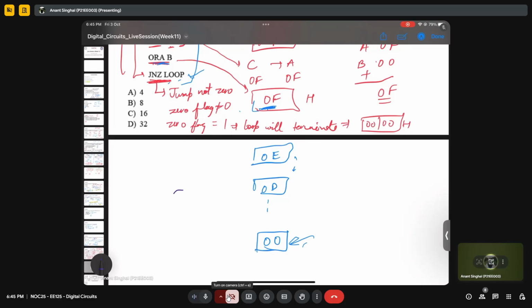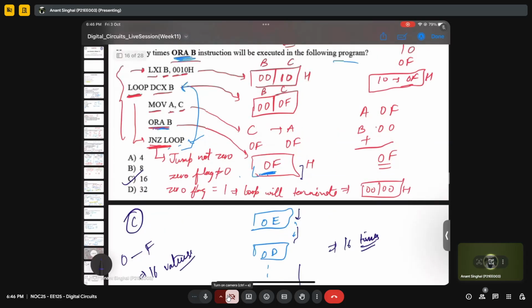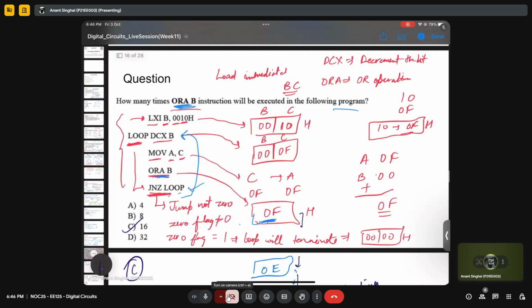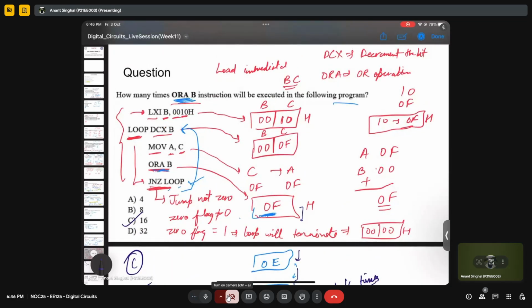I hope it is clear that we have moved from F to E to D to 0. So we have total 16 times to make it 0, right? Because 0 to F is nothing but 16 values. So the correct answer to this problem would be option C. Please let me know if it is clear to everyone how we have done that.